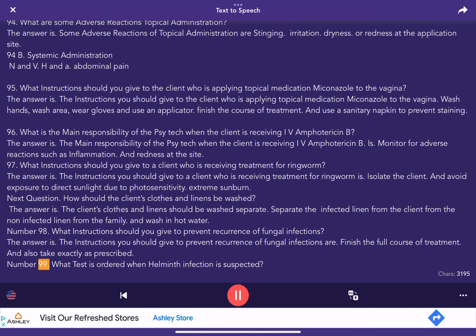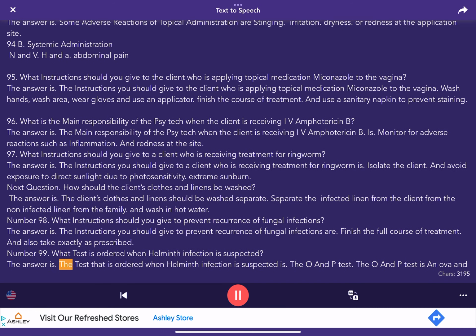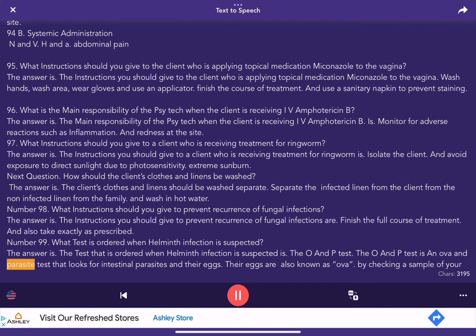Number 99. What test is ordered when helminth infection is suspected? The answer is, the O&P test. The O&P test is an ova and parasite test that looks for intestinal parasites and their eggs.